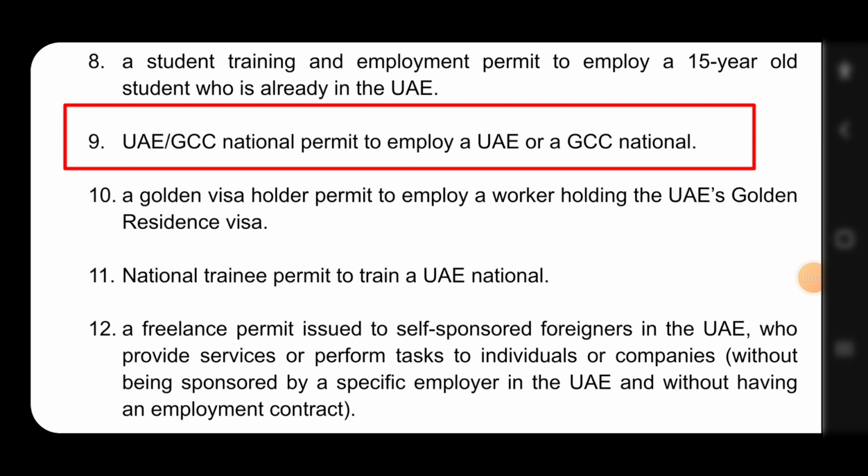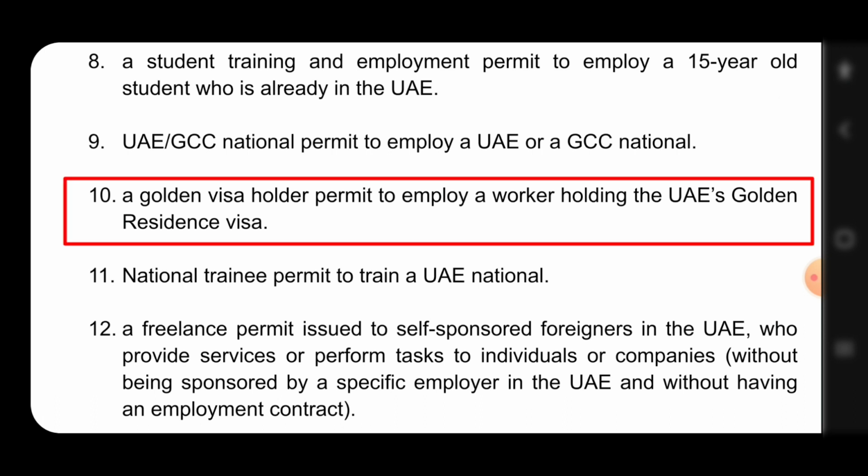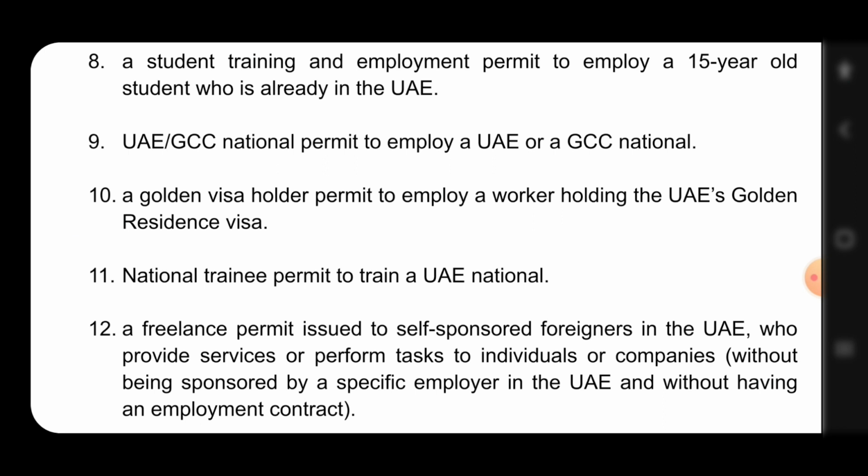The ninth is a UAE or GCC national permit to employ a UAE or GCC national. If a company wants to recruit a UAE or GCC national, they have to apply for their national work permit. And the 10th one is a golden visa holder permit to employ a worker holding the UAE golden resident visa.